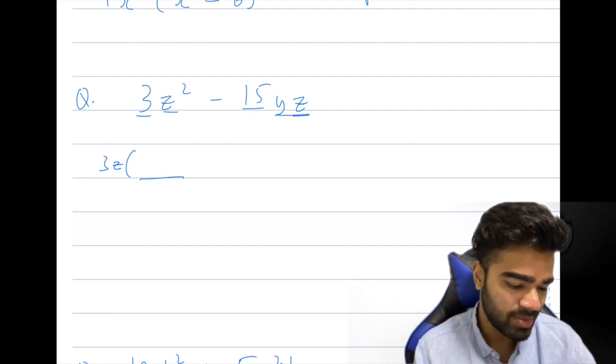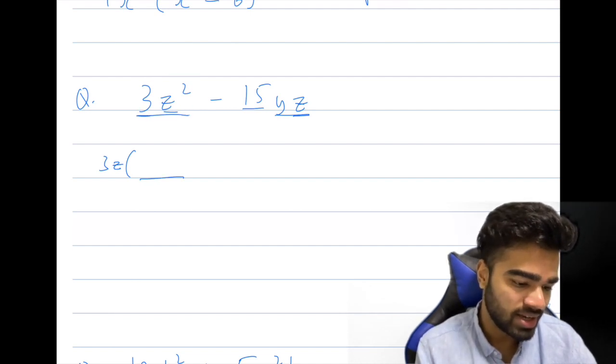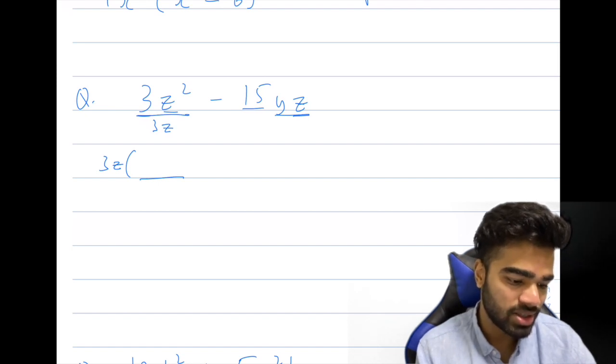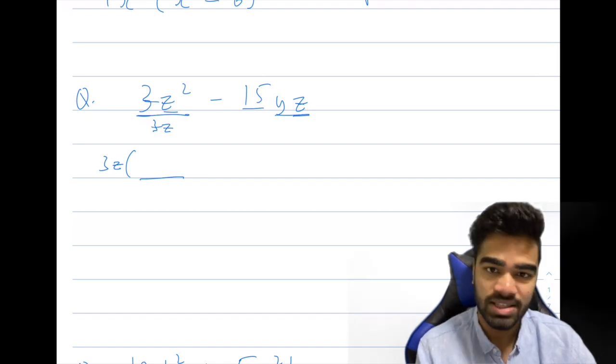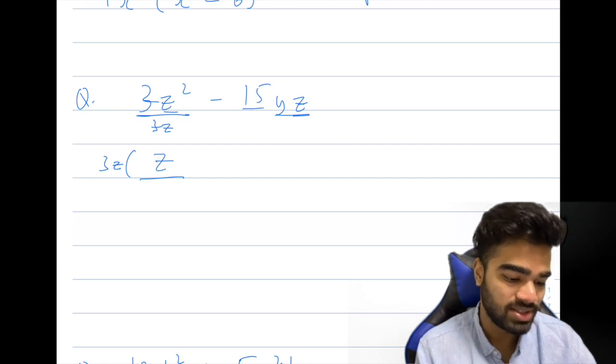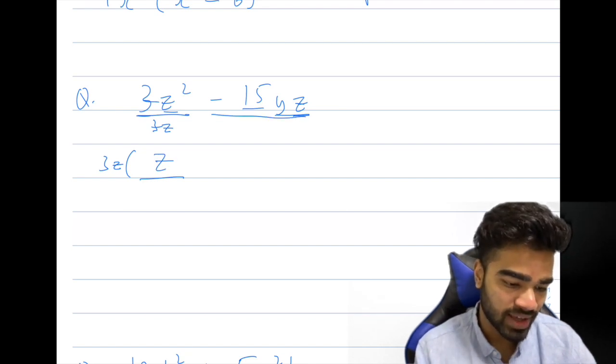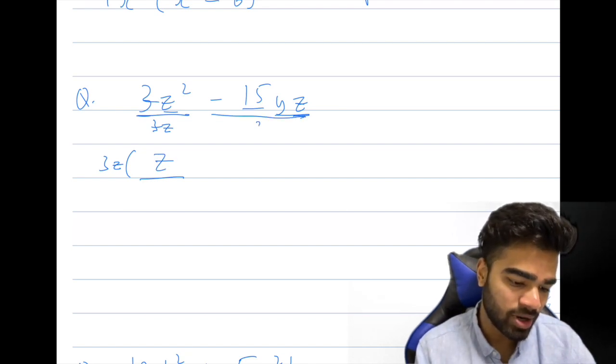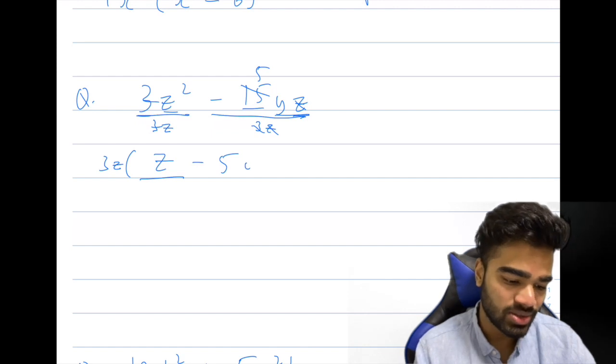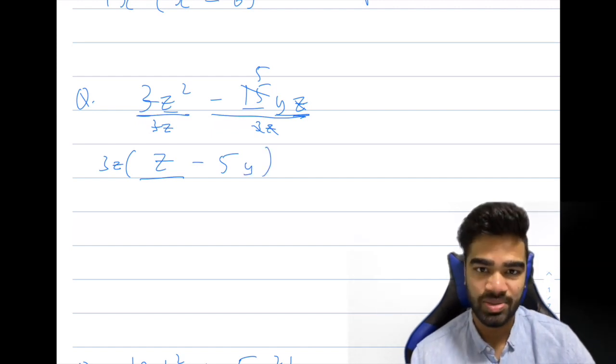So the first term is you take this term over here and divide by whatever you're taking out, which is 3z. So what's 3z squared divided by 3z? 3 and 3 cancel out. Z squared divided by z is just z. And then again, same thing. You take this term and divide by whatever you're taking out, 3z. 3 goes into 15 5 times, so minus 5. And then z and z cancel, you're left with 5y. Okay, so that's the basics of factorizing.